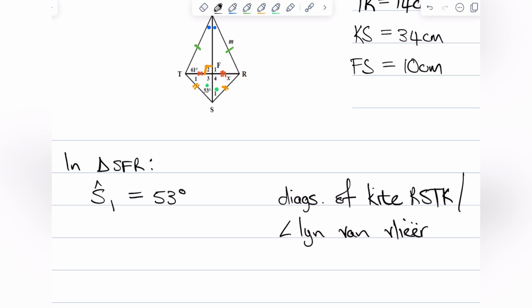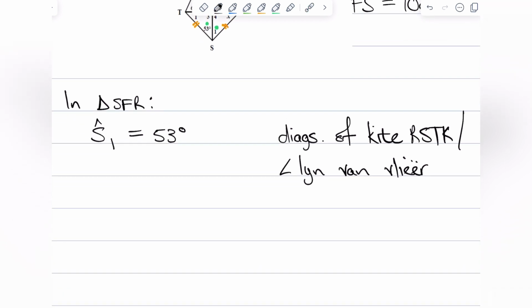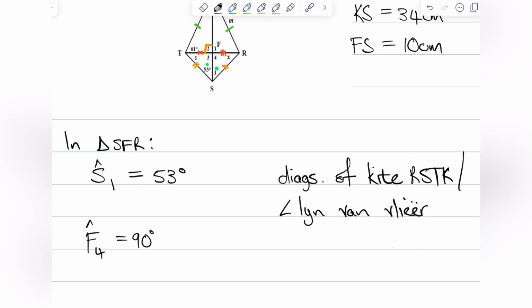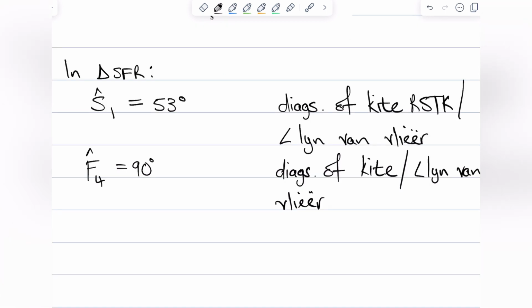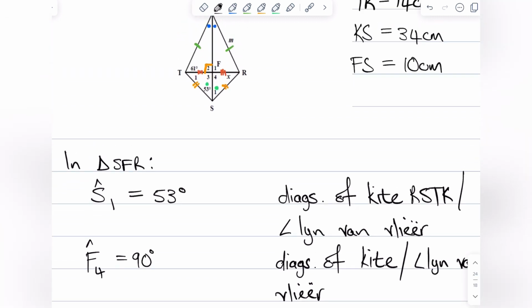Right, so we've got S1 equal to 53 degrees. Then we also have, now remember at point F, we are working with F4 in this triangle. So we can say that angle F4 is equal to 90 degrees. Again, our reason here is diags of kite. Right, so that is S1 equal to 53 degrees and F4 equal to 90 degrees.